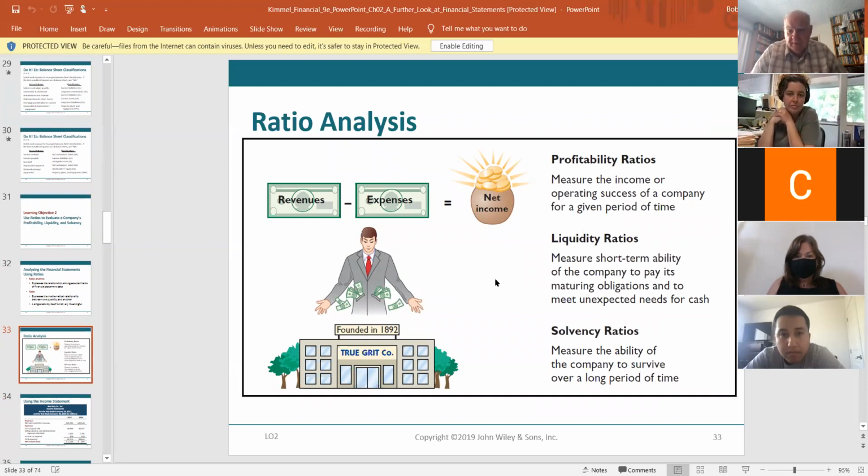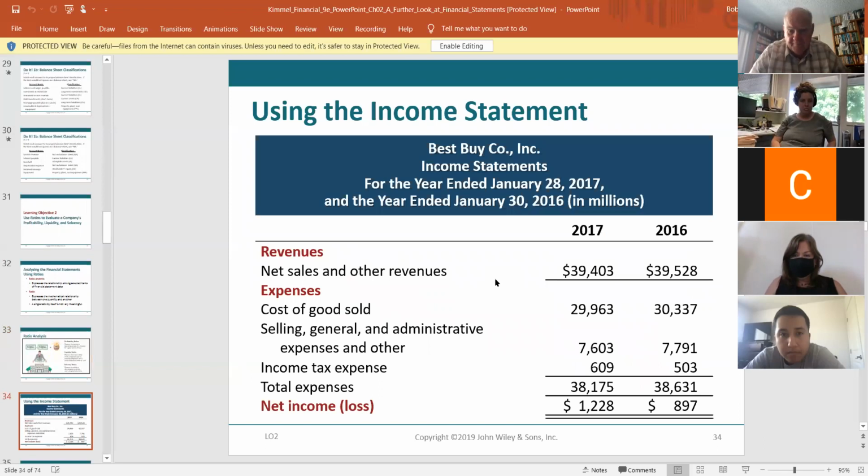20% would be amazing. Liquidity, here we're going to look at our cash situation. We're going to look at current liabilities, current assets, and then different solvency tests. So let's see what Wiley throws at us here.